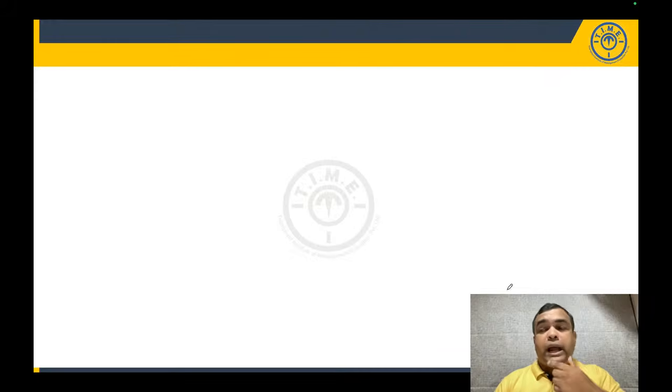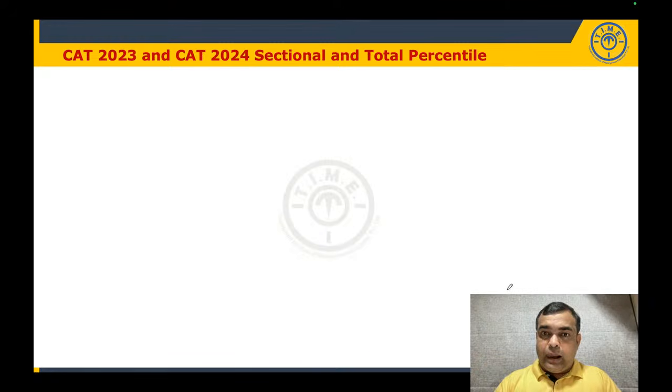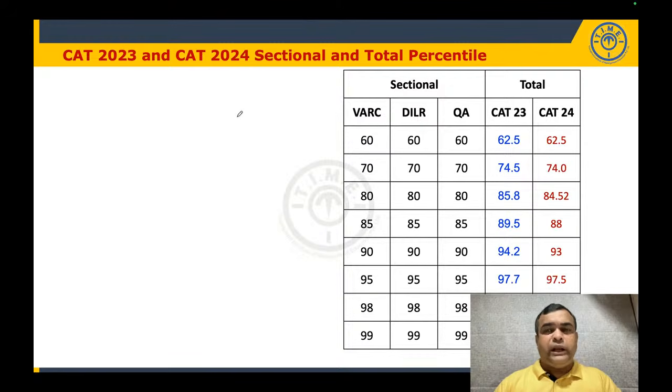Fine. Now I'll give you another important data which will help you to understand what amount of preparation I should do and how I should prepare for it. Just understand how I'm giving you this data. Suppose you get 60 percentile in VRC, 60 percentile in DILR, 60 percentile in QA. In every section, you got 60 percentile. Overall, in CAT 23, you would have got 62.5. Here also, you would have got 62.5 percentile.